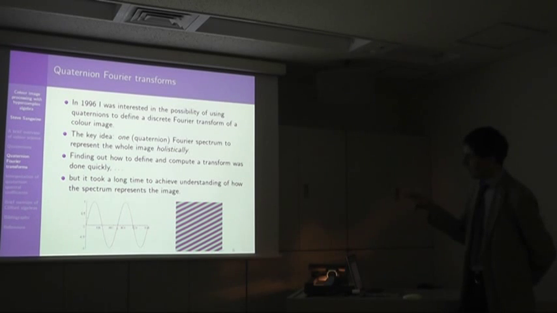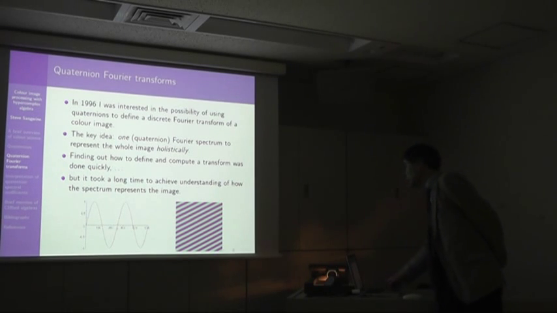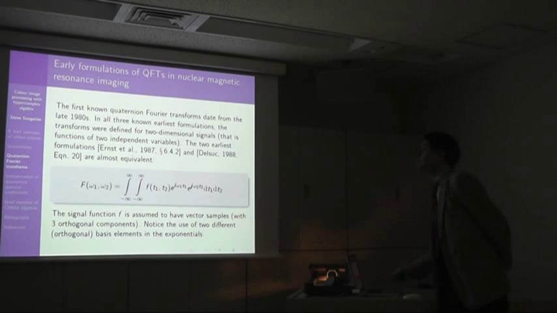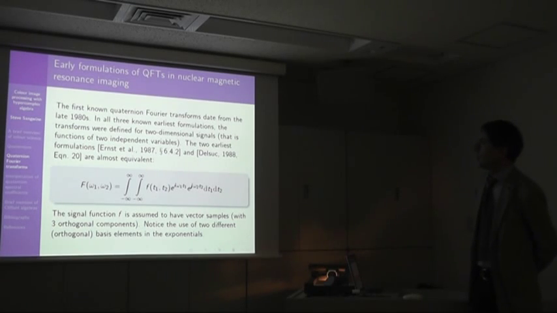Okay, so we might imagine that a striped image like that would be fairly simply represented in the Quaternion Fourier transform, if we do the job correctly. So let's have a look at what these look like.